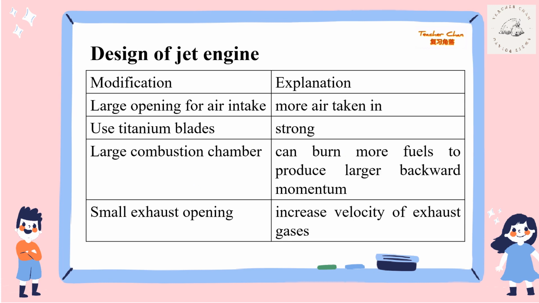Design of a jet engine. If we want to design a jet engine, the first thing is the opening of the air intake. The opening of the air intake must be large. The reason is that when the opening of the air intake is large, more air can be taken in. Air is one of the raw materials for combustion. If more air can go inside the combustion chamber, it will produce more heat energy.